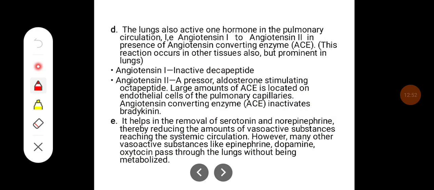The lungs activate one hormone in the pulmonary circulation, that is angiotensin 1 to angiotensin 2, in the presence of angiotensin converting enzyme. This reaction occurs in the tissues also but is prominent in lungs. Note that angiotensin 1 is an inactive decapeptide, and angiotensin 2 is a pressor, aldosterone stimulating octapeptide. Large amounts of angiotensin converting enzyme are located on the endothelial cells of pulmonary capillaries.